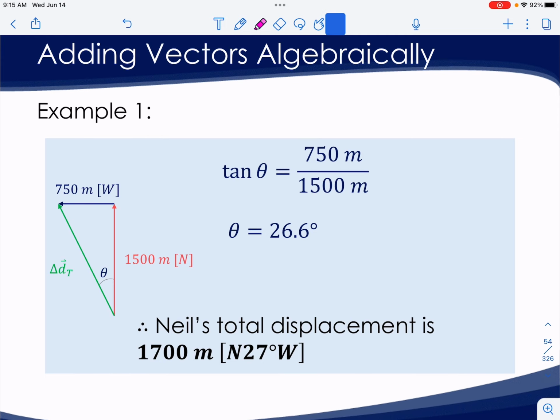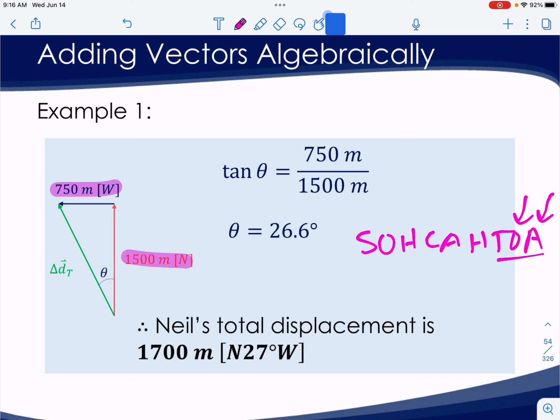To find the angle, we can use our SOHCAHTOA, right? We have opposite and adjacent. So if we look at our SOHCAHTOA, we have these two, so we're going to use this. Therefore we have tangent of theta equals opposite, which is our 750, over adjacent, which is our 1,500. And if you put that into your calculator, you'll find that it's 26.6.